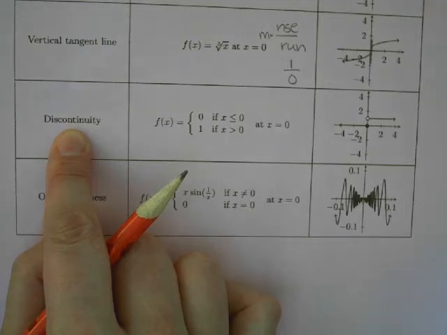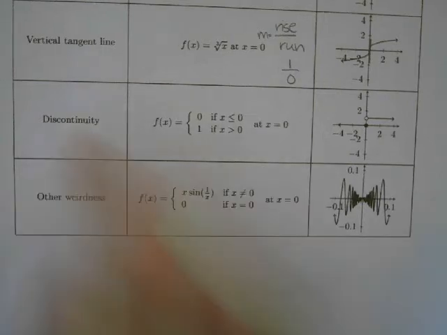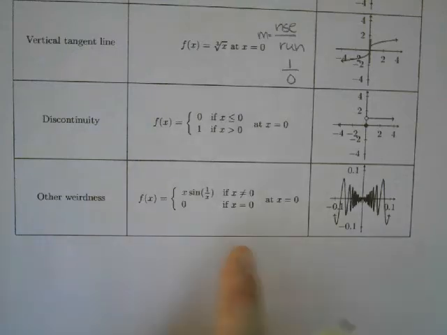Yes? Later on, we are studying that in this unit. Okay? And then there's a bunch of other weirdness that could happen, but again, in an oscillating graph, we can't find the instantaneous rate of change because it's oscillating. Okay?